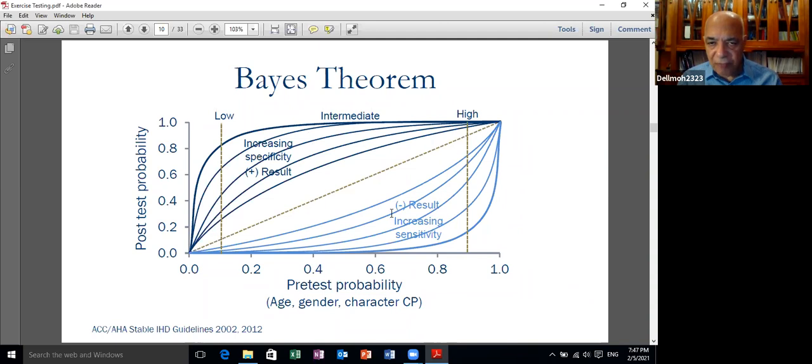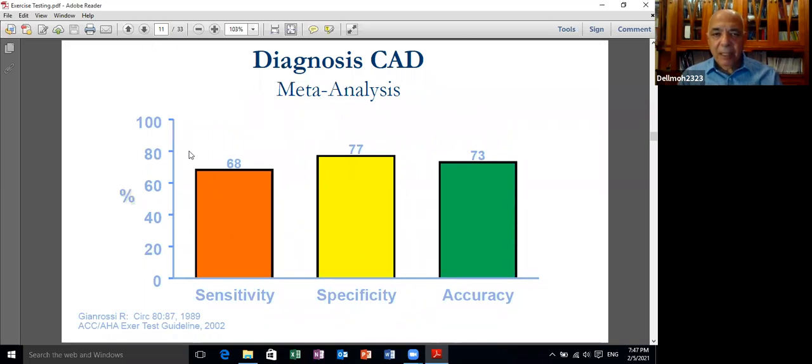On the other hand, if you increase the sensitivity of the test, then with increasing the sensitivity, you decrease the false negative. So if you get a negative result, it's a true negative result. So a highly sensitive test with a negative result ensures you that the result is negative. So that's the way we use the test. And this is the importance of the Bayes theorem in understanding how to utilize a test which is short of being highly perfect. And this is the meta-analysis which was published several years ago.